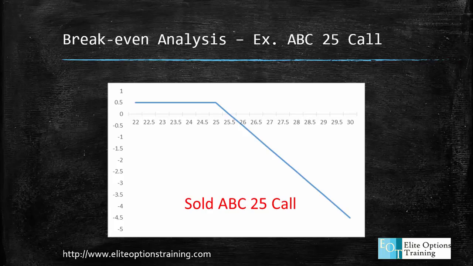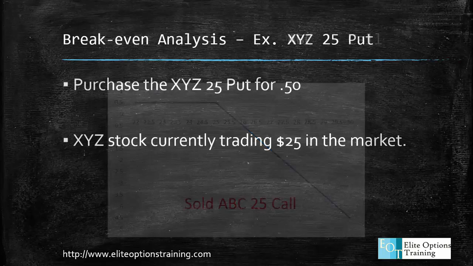Notice that below the $25 strike price, the seller of that option has made 50 cents. As the seller of the option, the most you make is what you sold that option for, the premium you received. And just as in the other example, once the stock price gets to $25.50, the seller begins to lose additional money as the stock continues to rise.